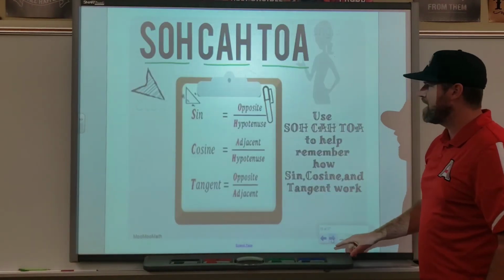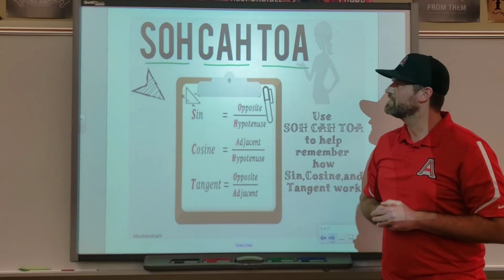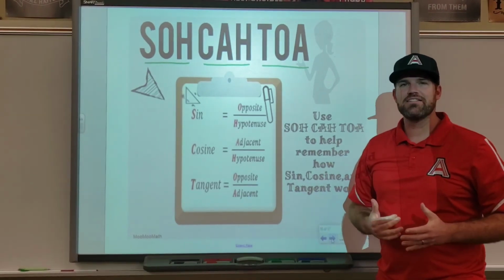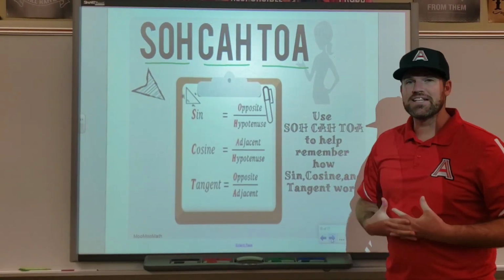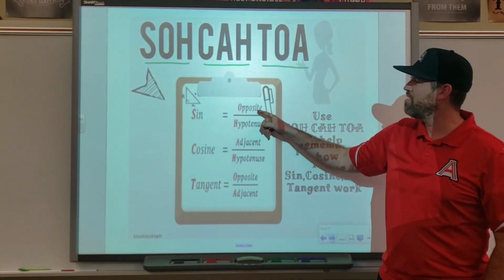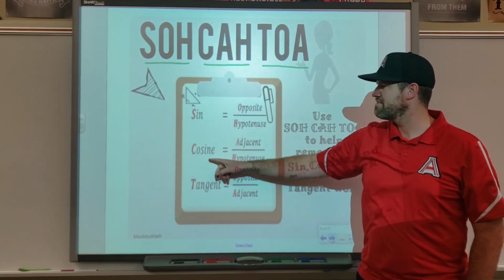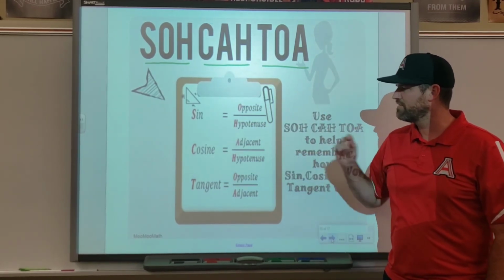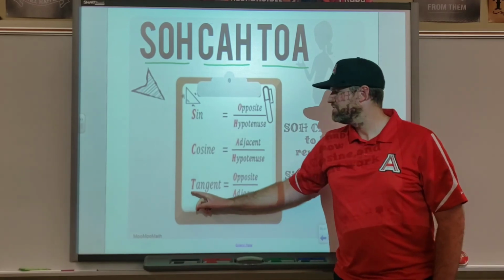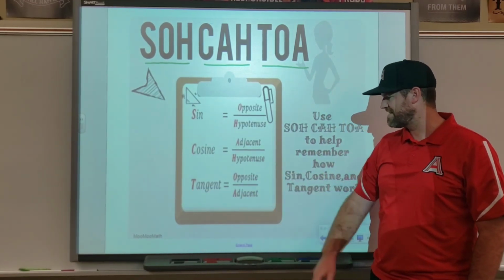Okay, so great job. SOHCAHTOA. Memorize that. Make sure you spell it right. We know that SOH means sine equals opposite over hypotenuse. We know that CAH means cosine equals adjacent over hypotenuse. And then TOA is tangent equals opposite over adjacent.